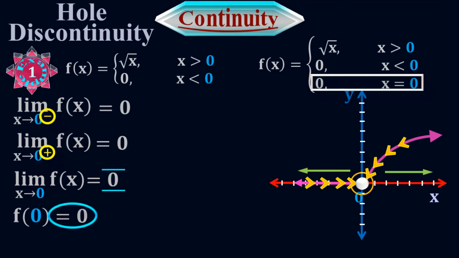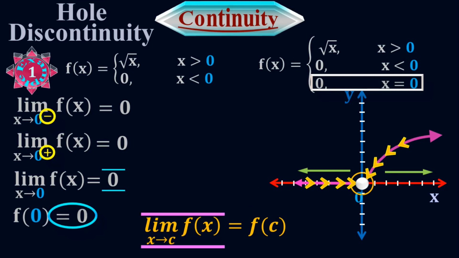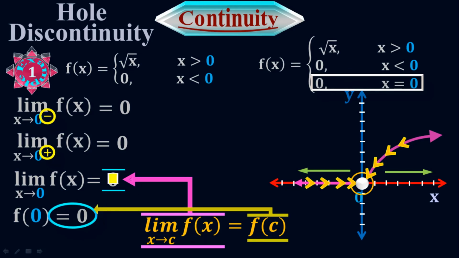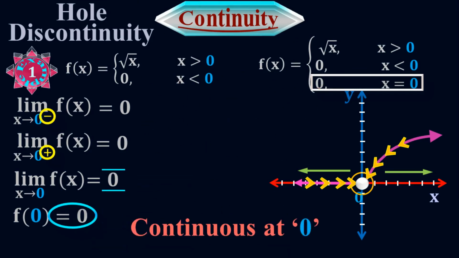Since my regular limit equals the actual value, according to this equation, the limit of f of x where x approaches c equals f of c. The limit of f of x where x approaches c is my regular limit, which is 0, equals f of c. f of c is my actual value, which is also 0. Regular limit is 0. Actual value is 0. Therefore, the function is continuous at 0. Now the function is continuous at x equals 0 here. Last time I had a discontinuity here, but then I removed this hole discontinuity, and now the function is continuous here.